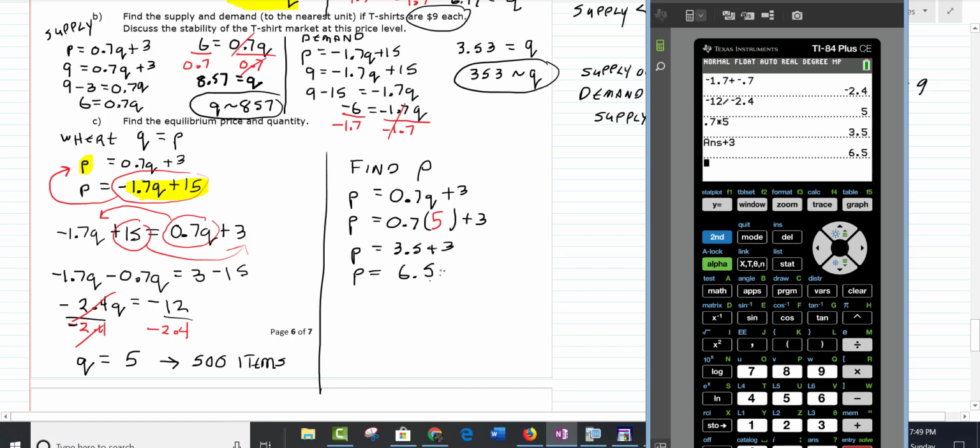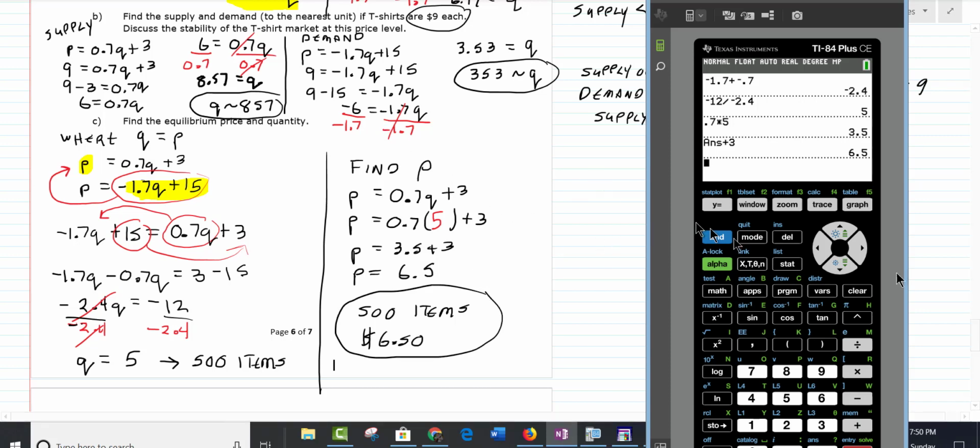All right, so what you end up doing is you end up getting 500 items. I can't talk and spell at the same time. 500 items, and then you have a price of, that would be $6.50. So that is where the supply and demand are equal. Okay, so they will be the same.